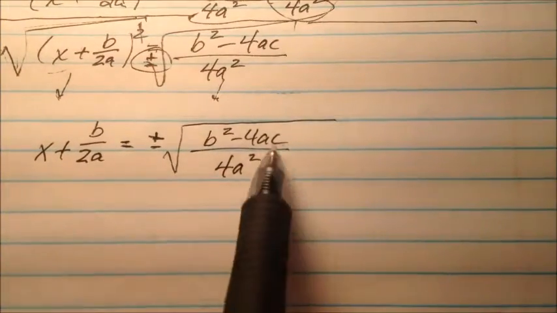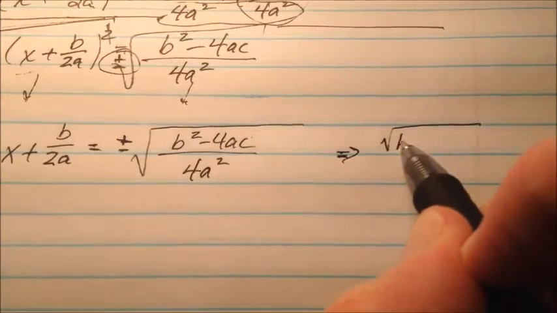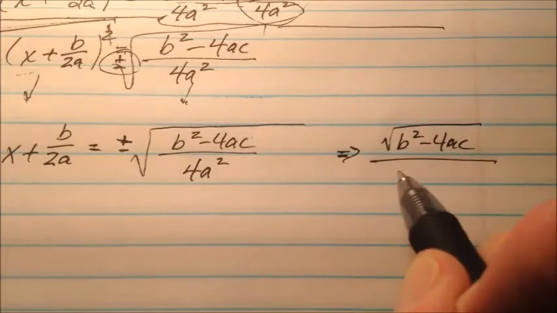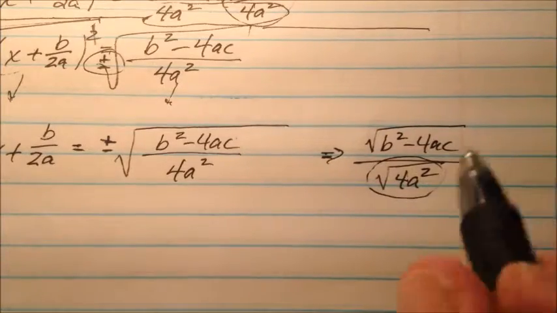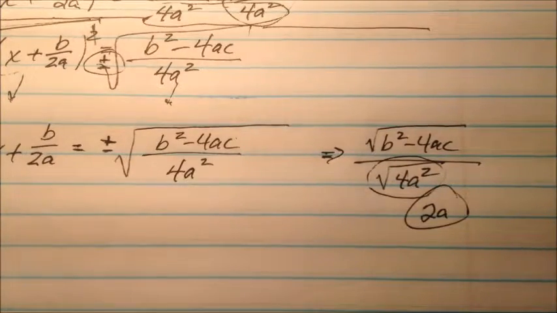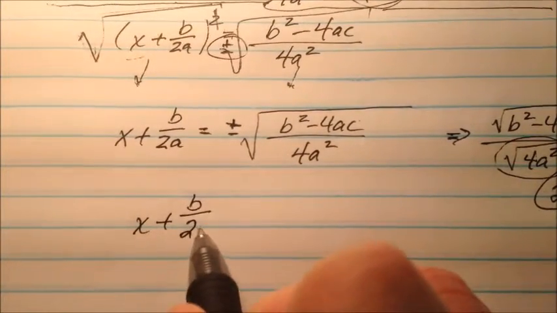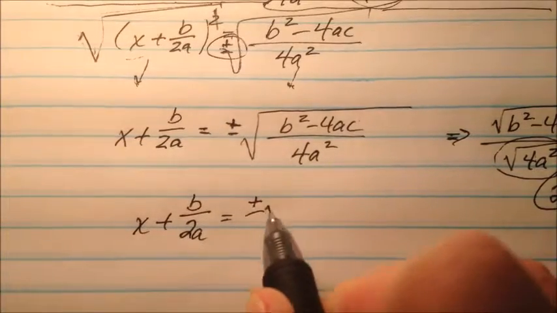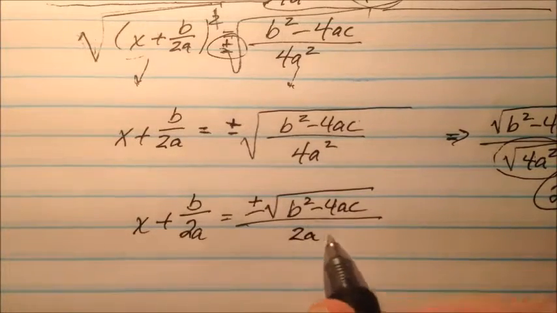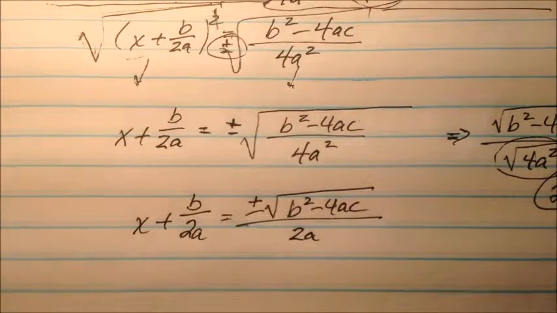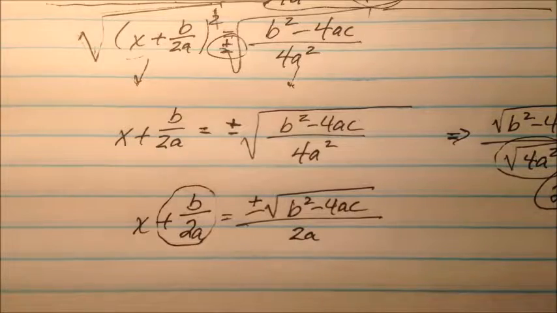But remember, when you're taking the square root of a fraction like this, it can also be written as the square root of b squared minus 4ac over the square root of 4a squared. Wow, but isn't the square root of 4a squared just 2a? So I could come back over here and write x plus b over 2a equals plus or minus the square root of b squared minus 4ac all over 2a. And now it's really starting to shape up. So in order to finish isolating my x, I need to subtract b over 2a from both sides.